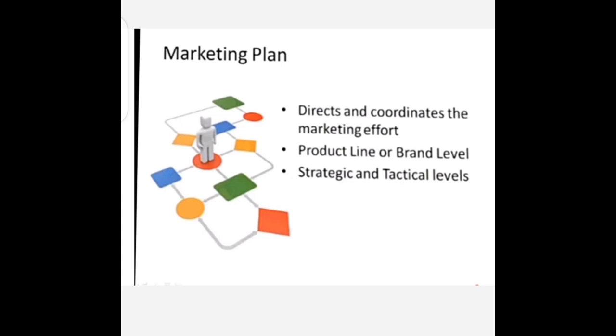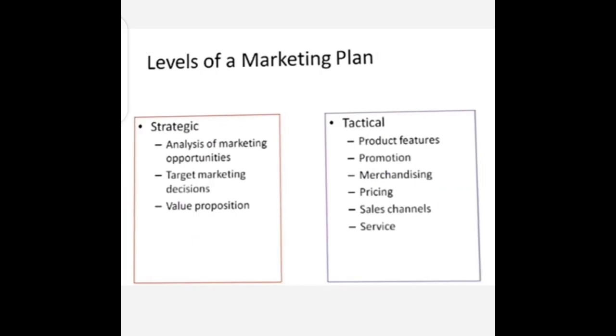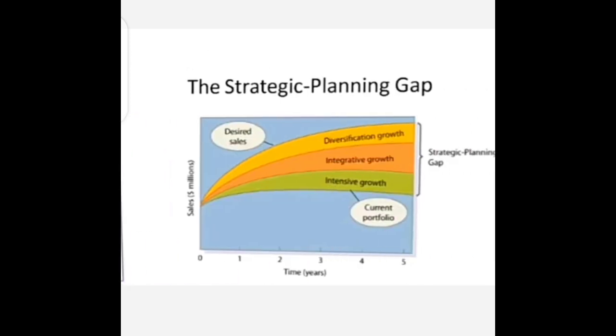The marketing plan directs and coordinates the marketing effort at the product line or brand level. The levels of marketing plan include strategic and tactical. In strategic, we have analysis of marketing opportunities, target market decisions, and value proposition. In tactical, we have product features, promotion, merchandising, pricing, sales channels, and services.